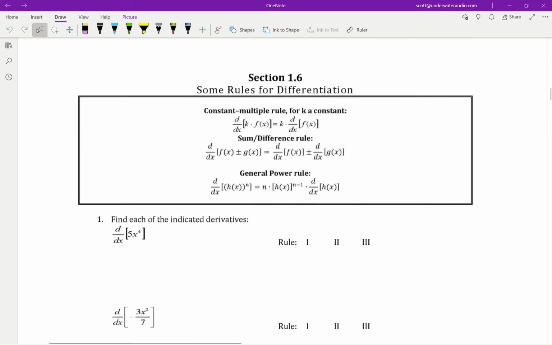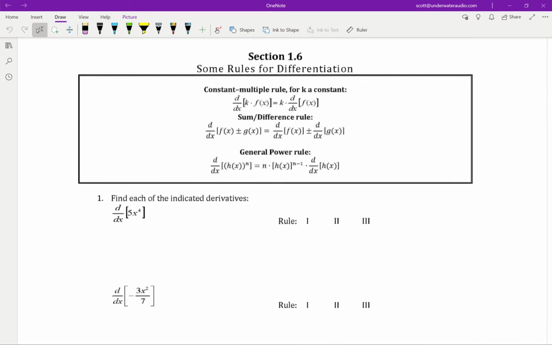Okay, this is section 1.6, which is just some extra rules that we'll need for differentiating. It's been a while since I've used this notation, d over dx. If you go back through your notes, you will find that that means the derivative with respect to x. So it's nothing new, it's just been a while since we've seen it. So this first rule is the constant multiple rule, for k a constant.